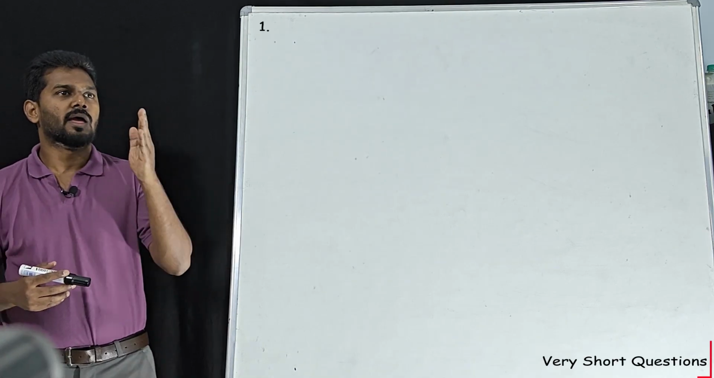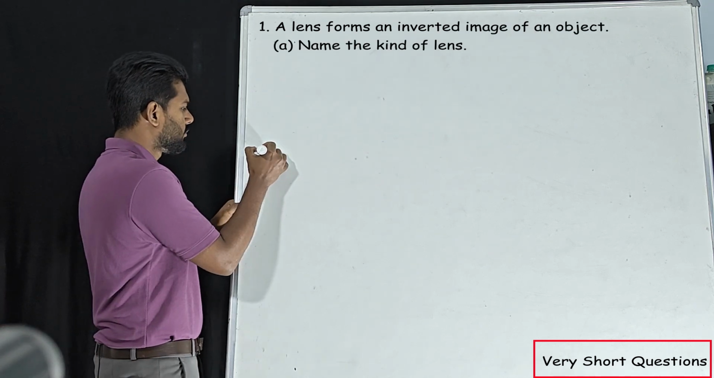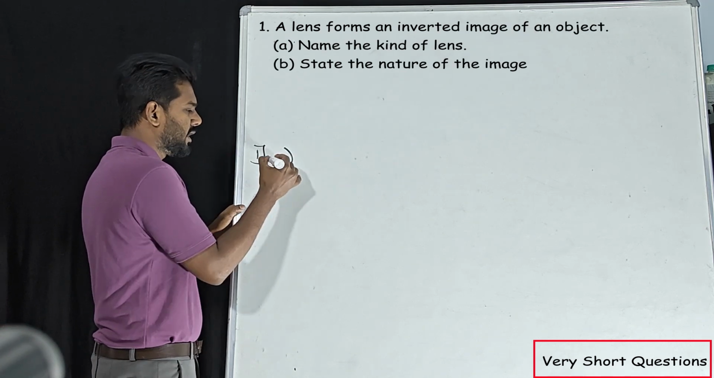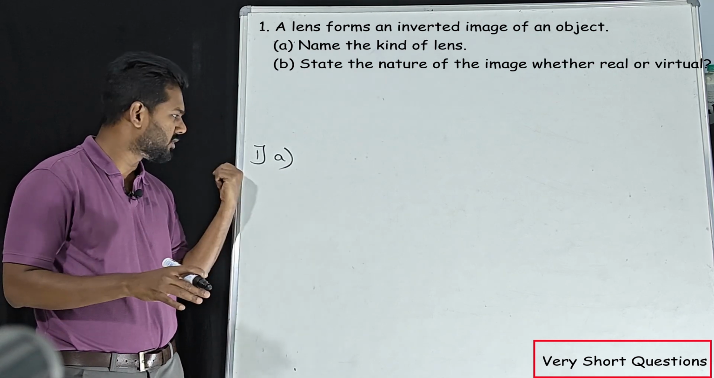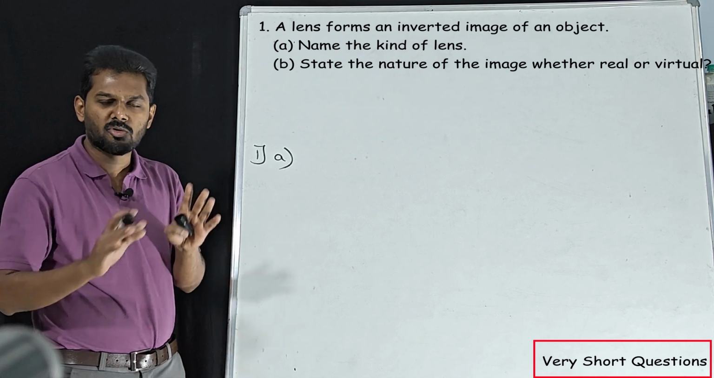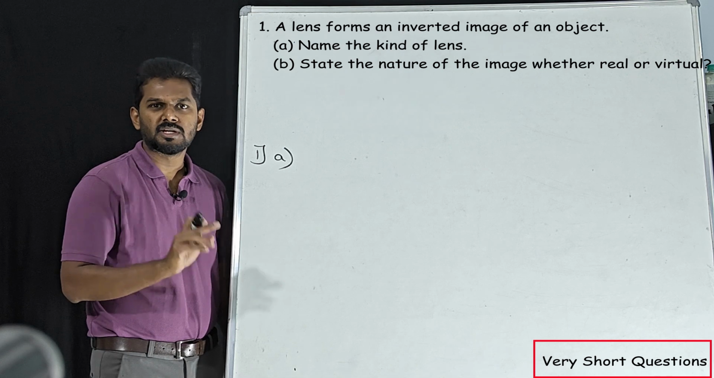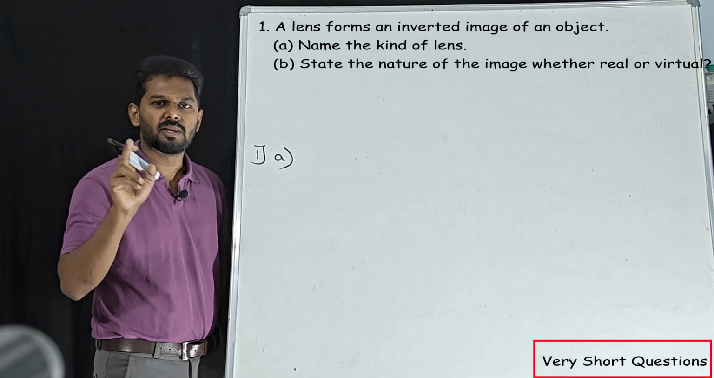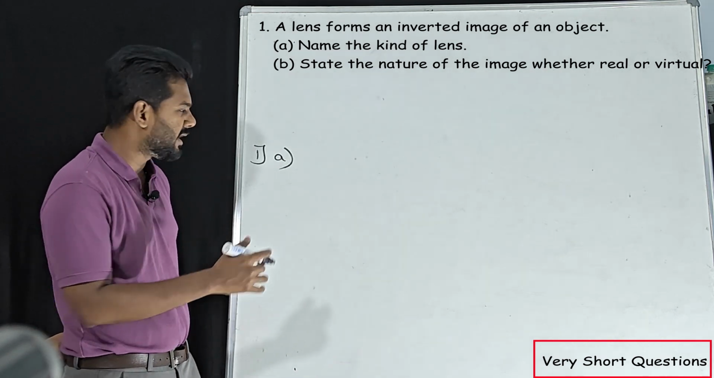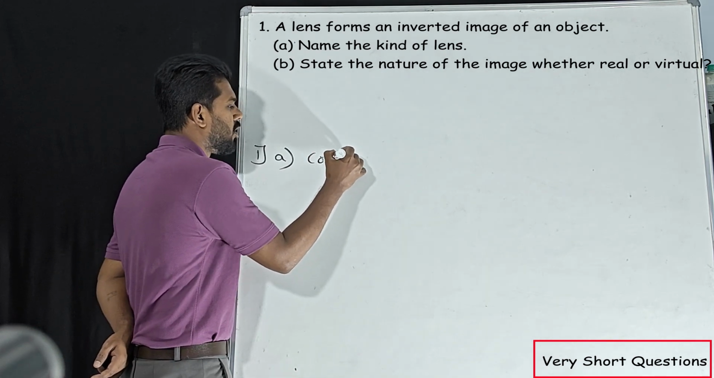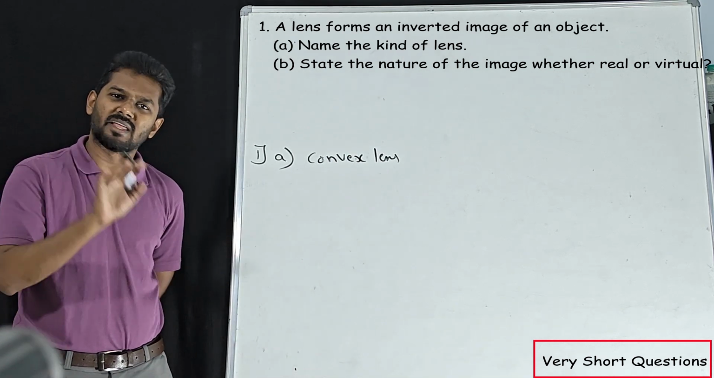Our first question: a lens forms an inverted image of an object. Name the kind of lens. Question A, it is an inverted image. From the basics we learned before this question about convex and concave lenses, if it is an inverted image, it is not possible in a concave lens. That is very much important. So if it is an inverted image, it is obviously a convex lens. If it is inverted, it is real, correct?